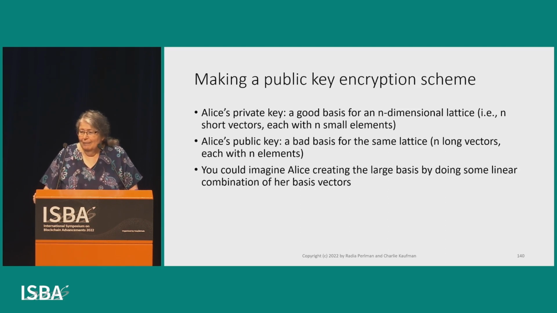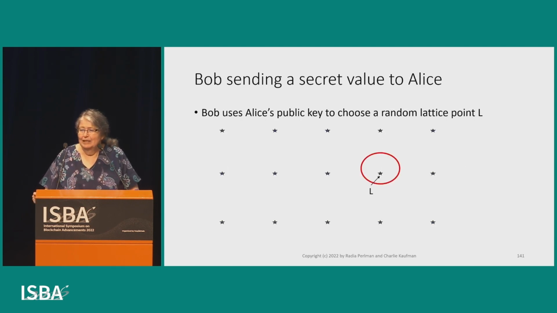Okay, so you can imagine Alice creating the large basis by just doing some linear combination of the small ones to come up with big ones. So how can Bob send a secret value to Alice? Bob knows a bad basis for her lattice. So he can use the bad basis to come up with a point in Alice's lattice by just taking the bad basis vectors and doing some linear combination of them, and he will wind up with a point in Alice's lattice. But then he chooses a little offset from there.